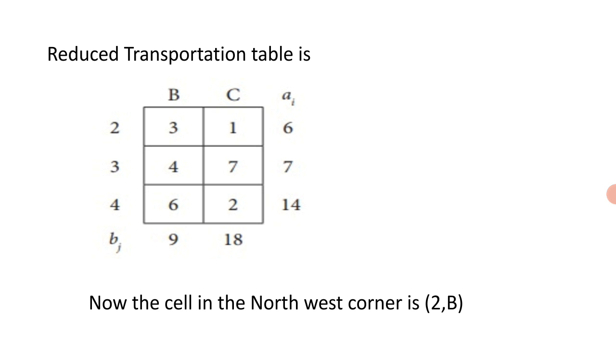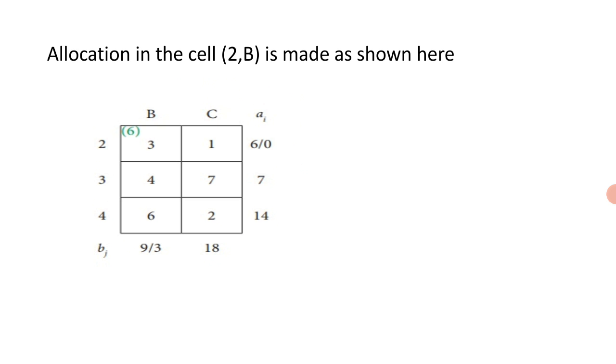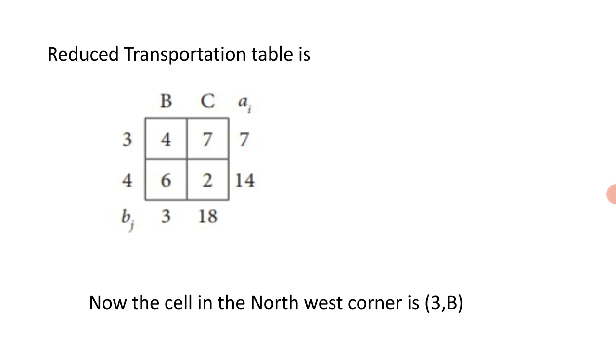Now the northwest corner cell is 2B. Allocate as much as possible in the first cell so that either the capacity of the second row is exhausted or the destination requirement of the second column is exhausted. That is, X22 is equal to minimum of 6 and 9, that is 6. So the new allocation is made like this and the reduced transportation table is given as this.